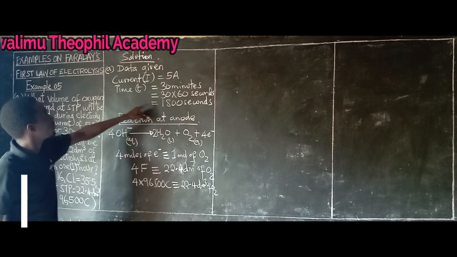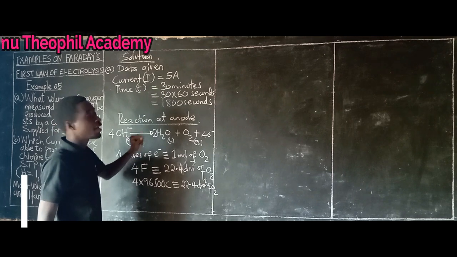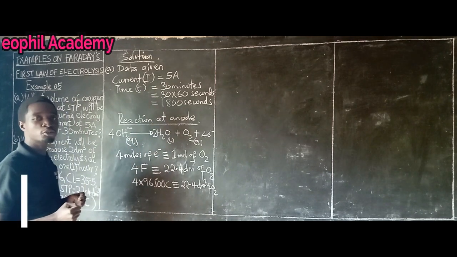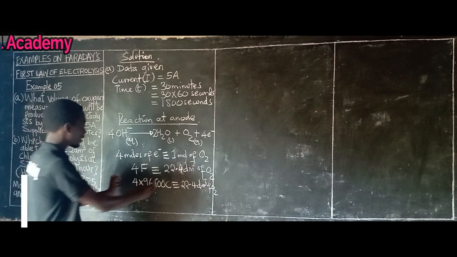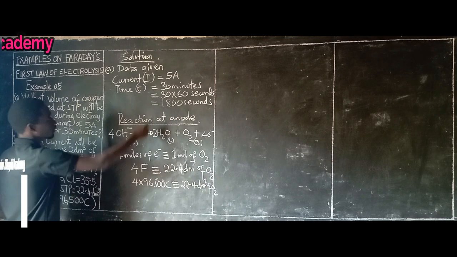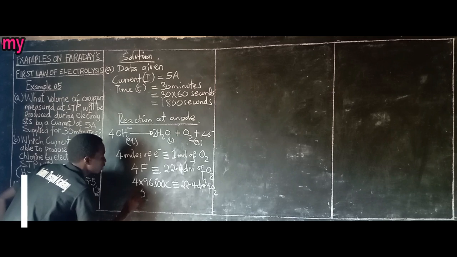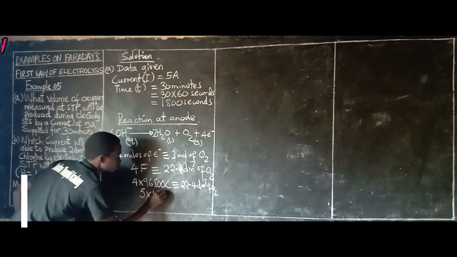From the question, we have time of 1,800 seconds and current of 5 ampere. When we take the product of these two, we get the total charge from the question. So, to get the charge according to the current and the time we have, we take the product. It is current times time. It is 5 times 1,800.